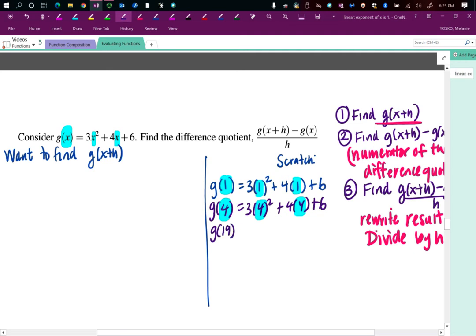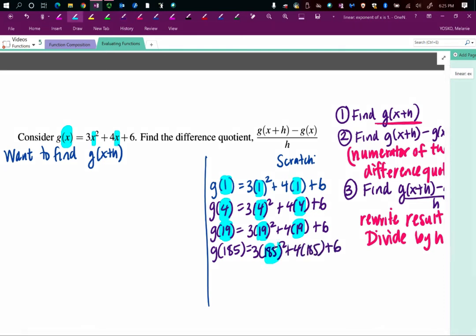What's g of 19? Okay, we do the same thing. Instead of x, I'm going to write 19. So 3 times 19 squared plus 4 times 19 plus 6. Okay, you're really thinking about it. Does this sort of make sense? Hopefully. If you need to pause the video at any time, please pause. So g of 185. That's going to be 3 times 185 squared plus 4 times 185 plus 6. You starting to get the pattern?